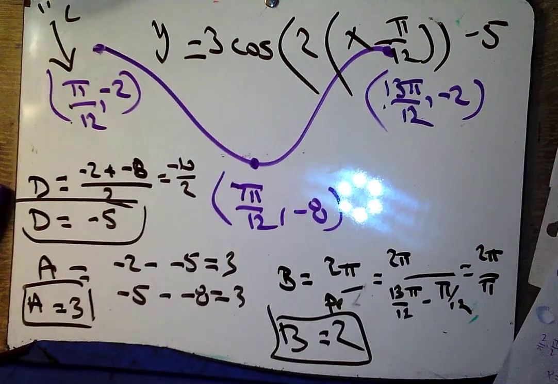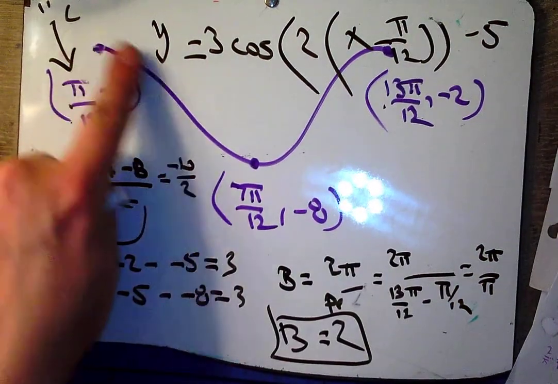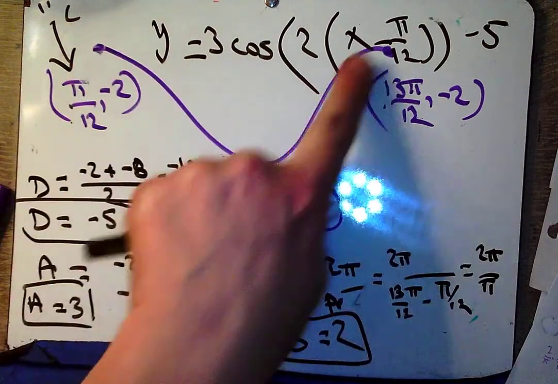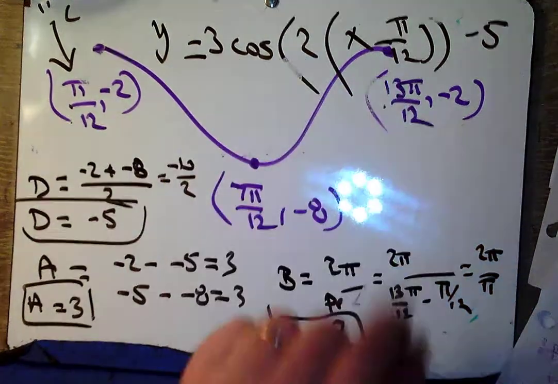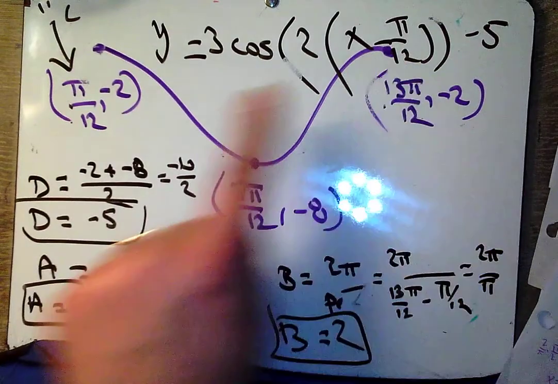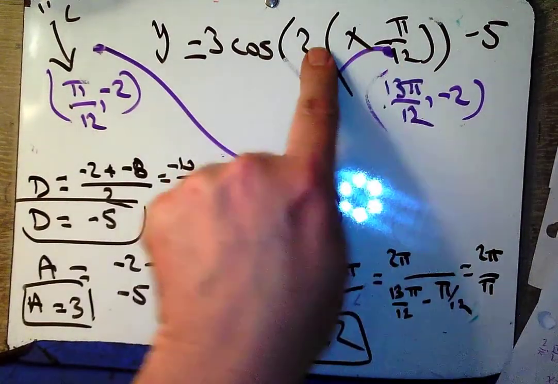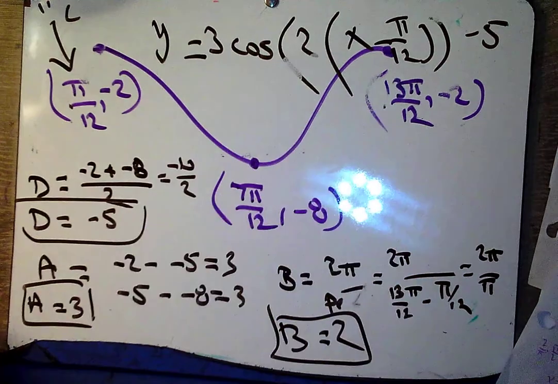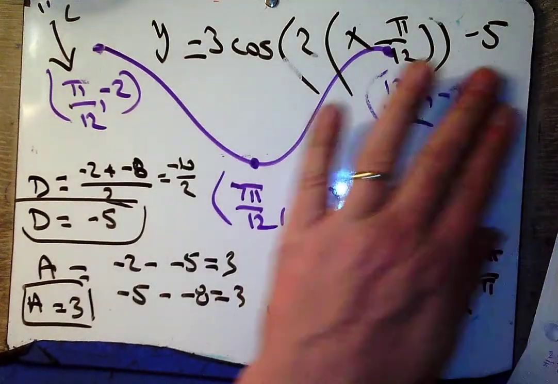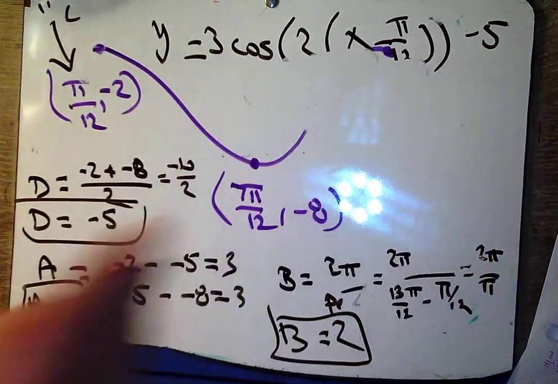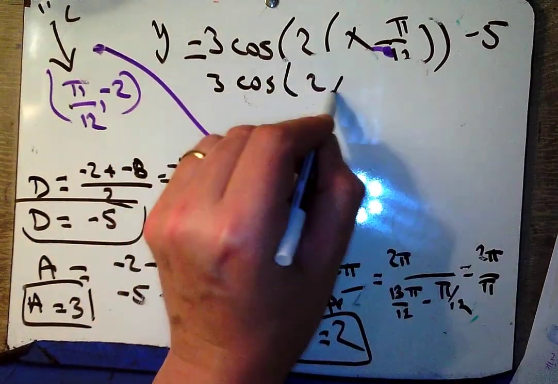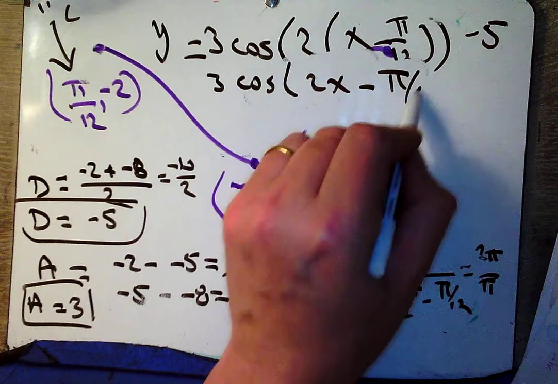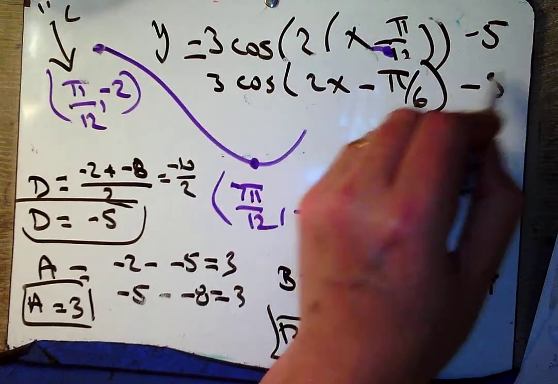And yes, this is positive cosine. Positive cosine starts high, goes low, and then high again. Good. Now, this is what we had. We read our c value off the graph because we had the double parentheses. If I were to distribute here, what would it look like? It would look like 3 cosine 2x minus pi over 6, minus 5.